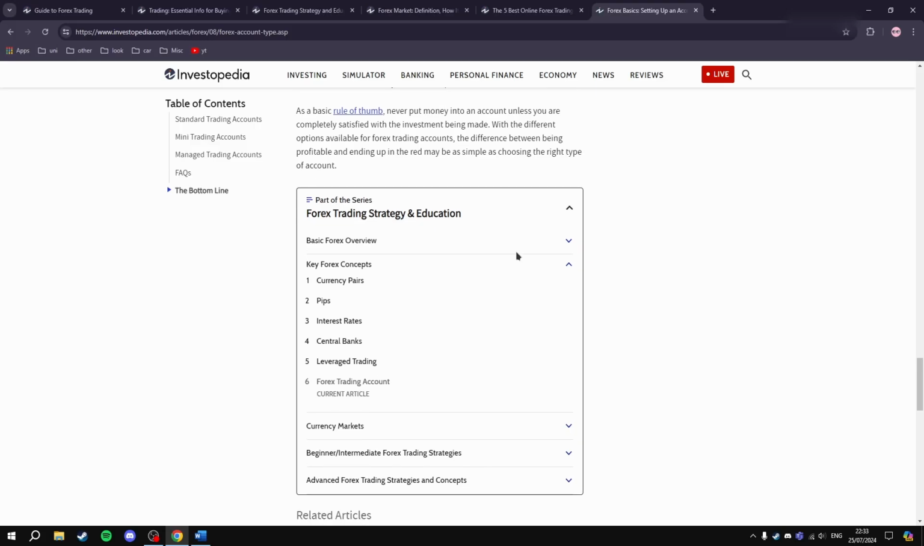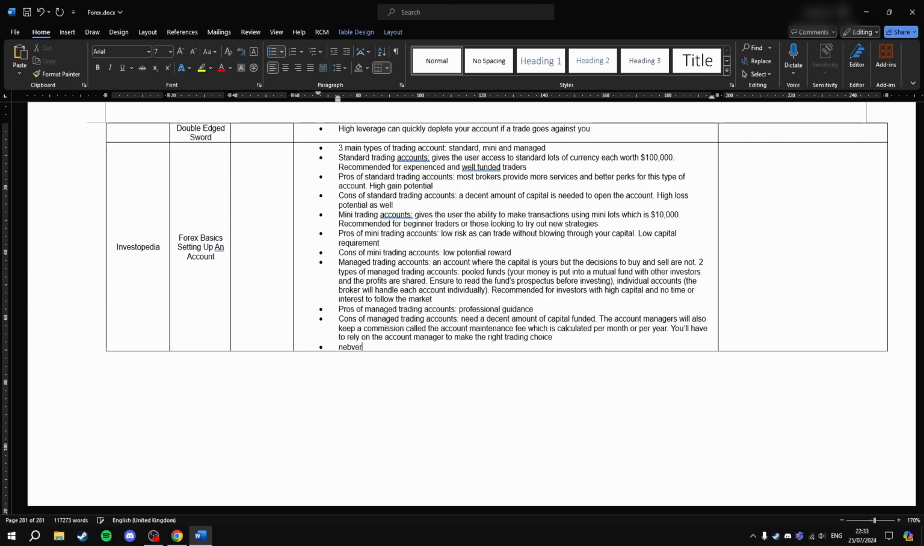With the different options available for Forex trading accounts, the difference between being profitable and ending up in the red may be as simple as choosing the right type of account. Never put money into your account unless you're completely satisfied.